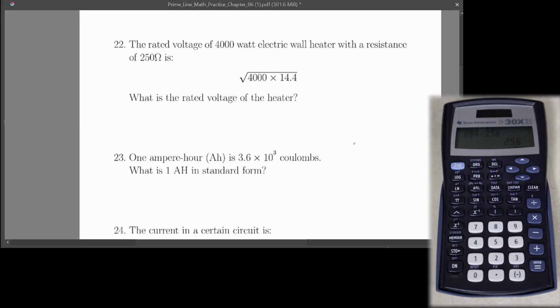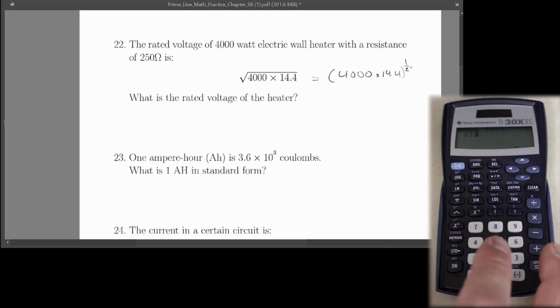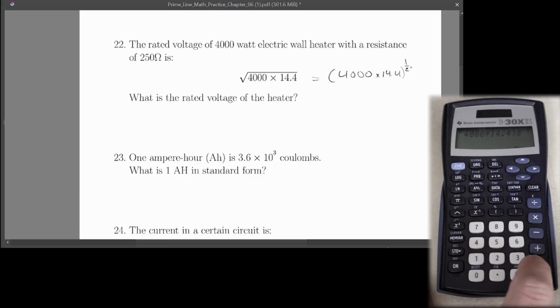Okay, number 22. We're going to calculate another square root. So we could alternately write this as 4,000 times 14.4 to the 1/2 power. Because it's just a simple square root, we'll use the square root symbol. 4,000 times 14.4, and we'll get a value of 240.